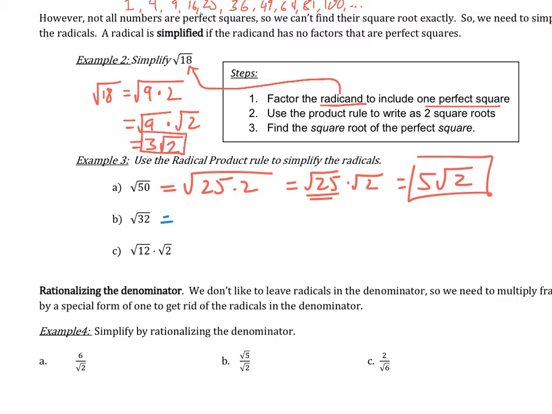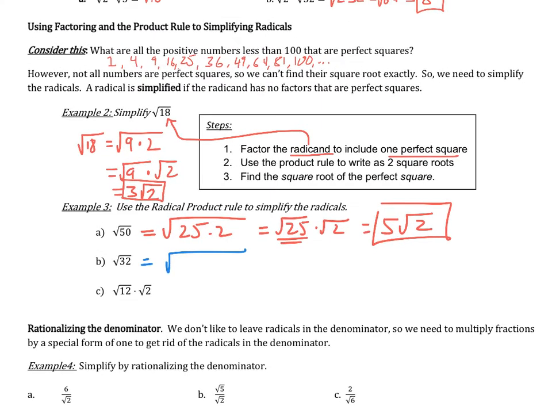What about the square root of 32? Is there a perfect square that goes into 32? Look through your list or think through your list. 4 does, but keep going. Get the biggest number. The biggest number is 16. So 32 is 16 times 2. So we break this up into 2 square roots, and we get 4 square root of 2. There it is.